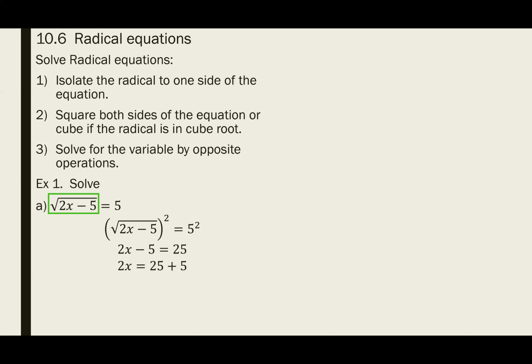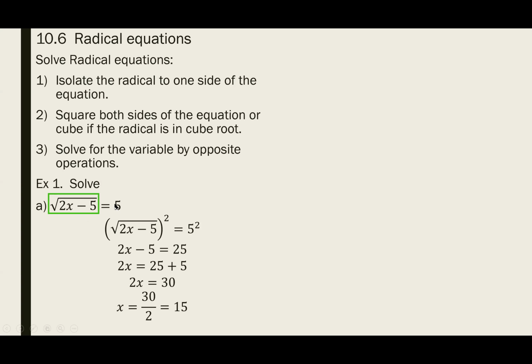So in this case, I need to add 5 to both sides, and then divide by 2. If I divide by 2, I can see that x is equal to 15. And if you plug it back in, 2 times 15 is 30. 30 take away 5 is 25. Square root of 25 is 5.